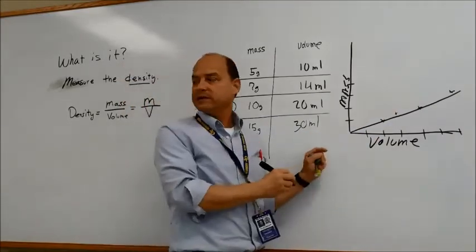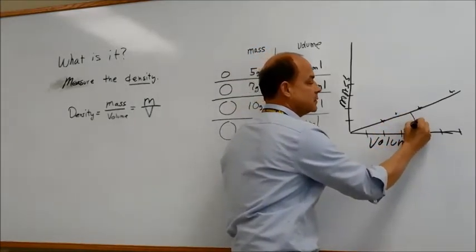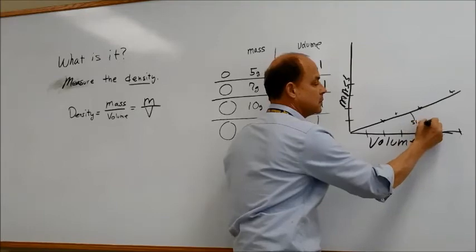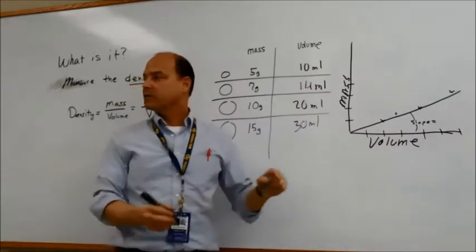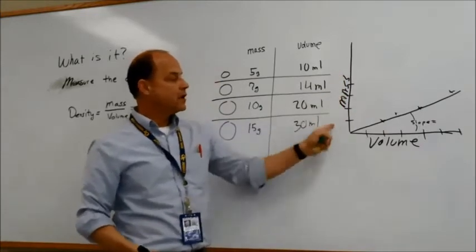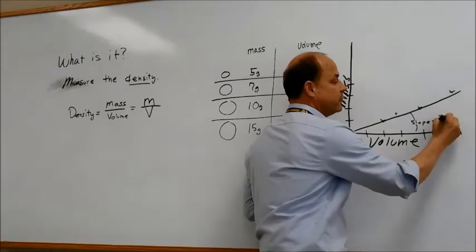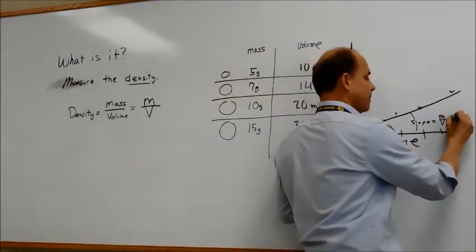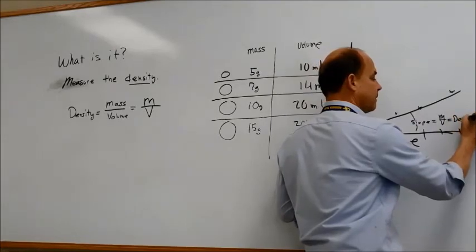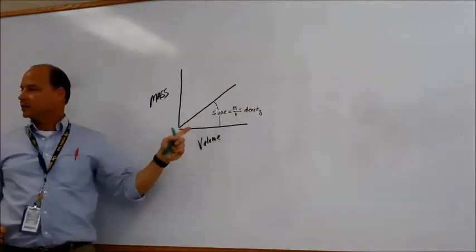The slope of this line is equal to the rise over the run, which is equal to the mass over the volume, and that's equal to your density. Okay. So I've redrawn your graph right here.